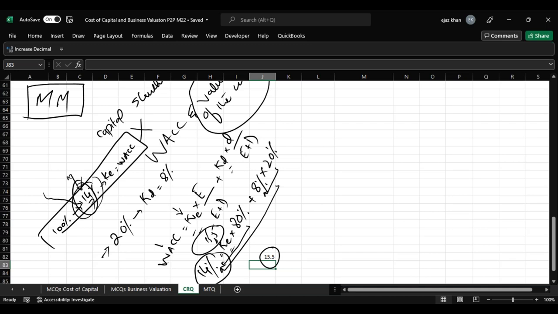And from here onwards, you keep on increasing the gearing level. The investors will start asking for a higher return in such a way that your cost of capital will remain the same at 14% and it will not change throughout. So you keep on increasing your gearing ratio, there will be no impact on the WACC. And if there is no impact on the WACC, it will have no impact on the value of the company as well. So that's how MM proves its point that there is no connection between capital structure and value of the company. That's the MM version of capital structure theory. Is that clear?